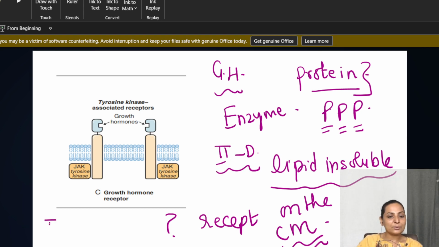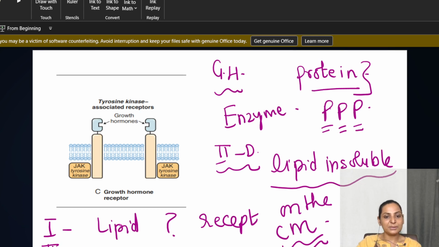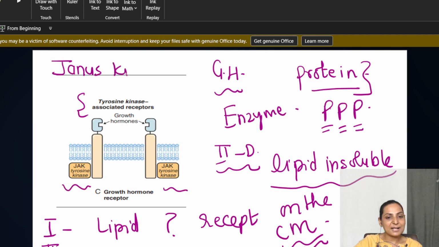There are type 1 hormones which are lipid soluble, that is your thyroid and your steroids, and there are type 2 which are water soluble, and they have different mechanisms of action, A, B, C, D. So it is type 2D, which is enzyme linked, which is using tyrosine kinase. Okay, that is a part of this Janus kinase.